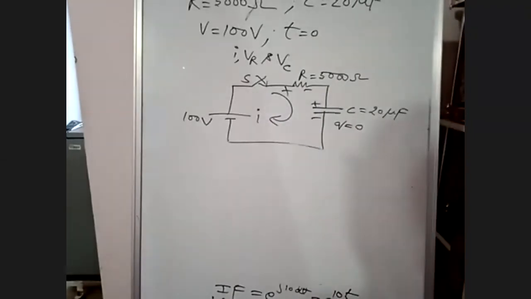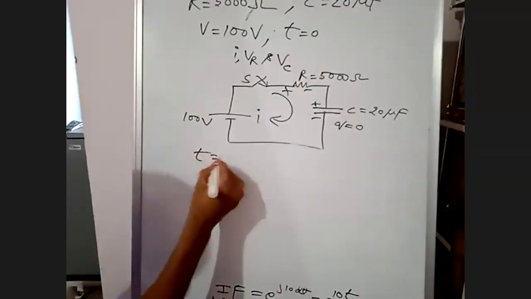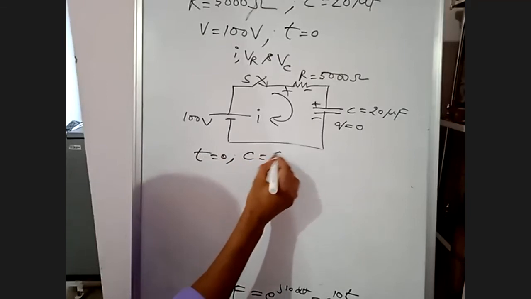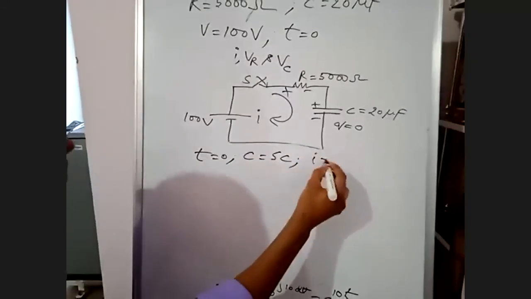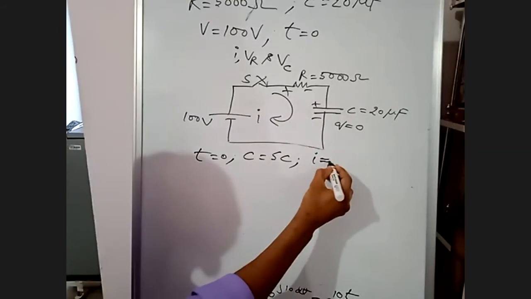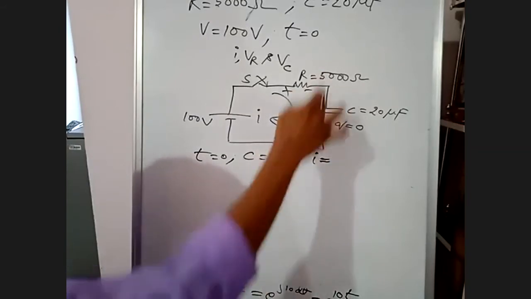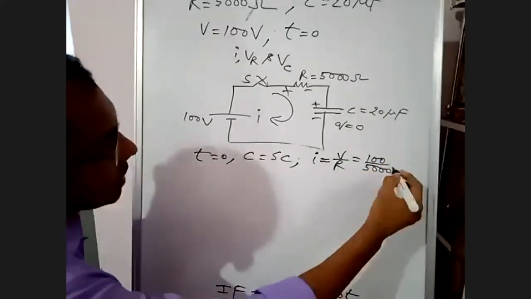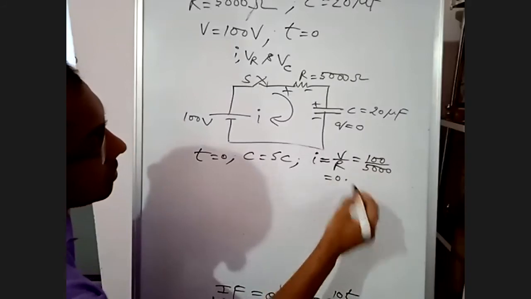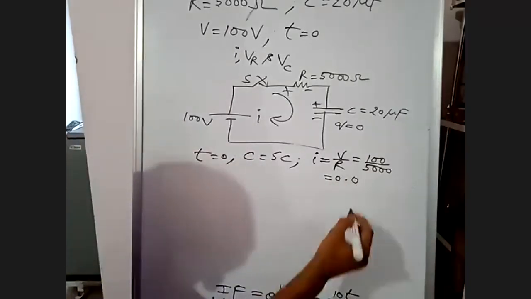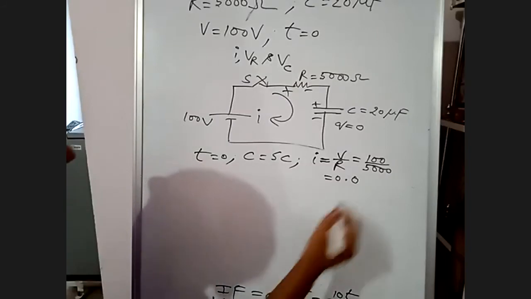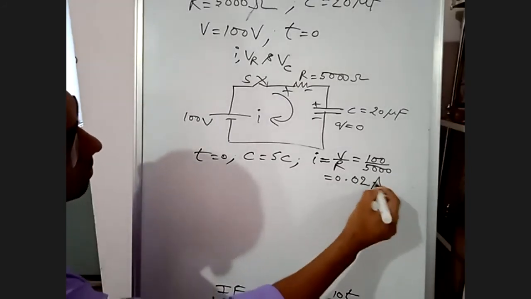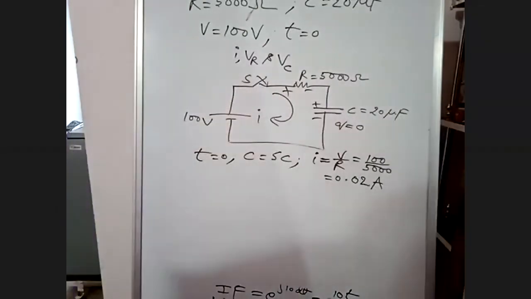Now see here, at t is equal to 0, your capacitor will be short circuited. Then if it is short circuited, what is the current? V by R. That is 100 by 5000. What is the value? 0.02. Your initial current is 0.02 ampere.